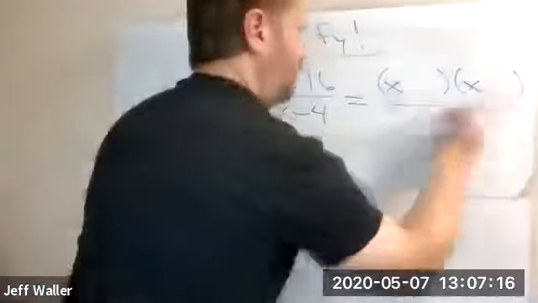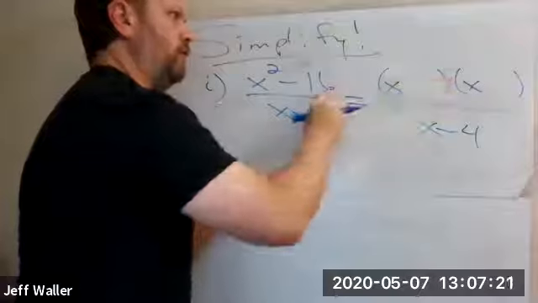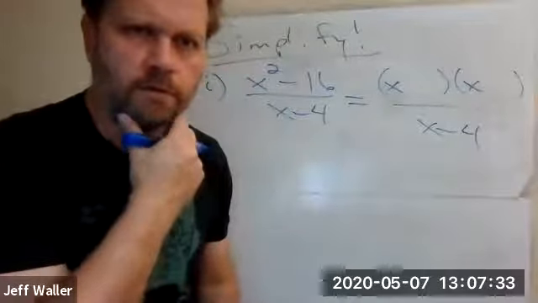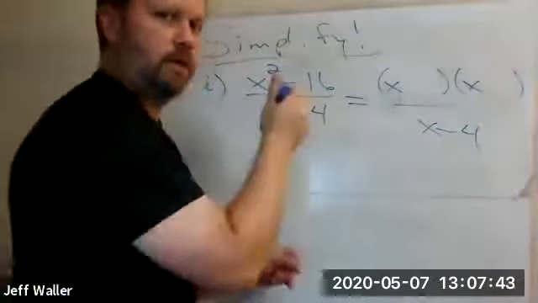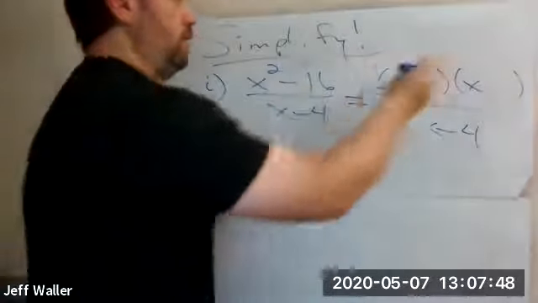I'm leaving the bottom alone. I don't know if you guys are freaking out. The bottom is still there, I'm just looking at the top. How do I factor the top? 4 times 8 is 32. Sorry. It says squares, right? What times itself is 16? 4. So it's x minus 4 and x plus 4.